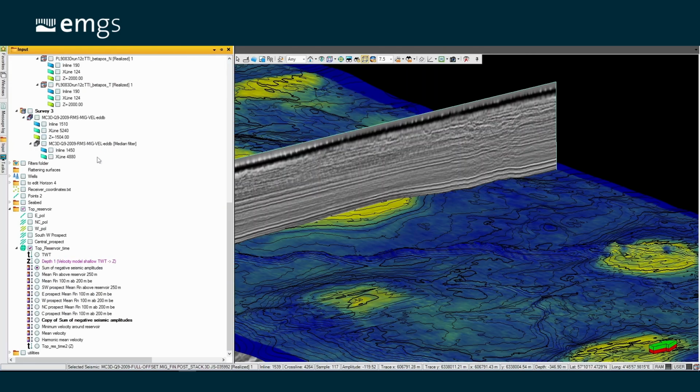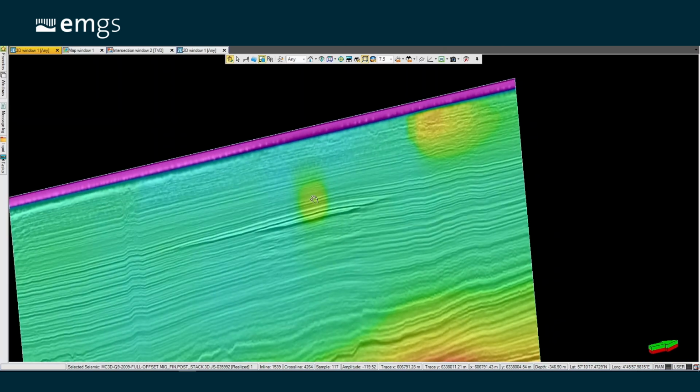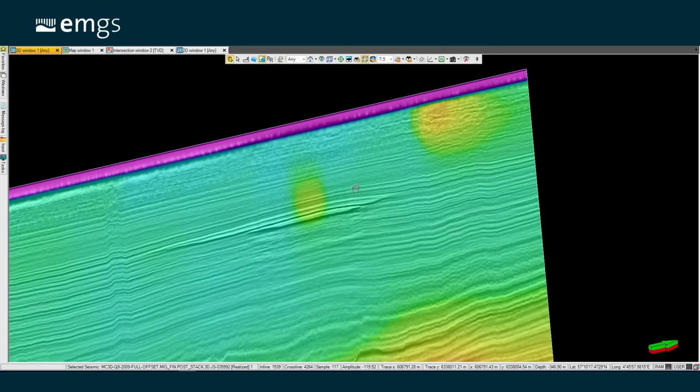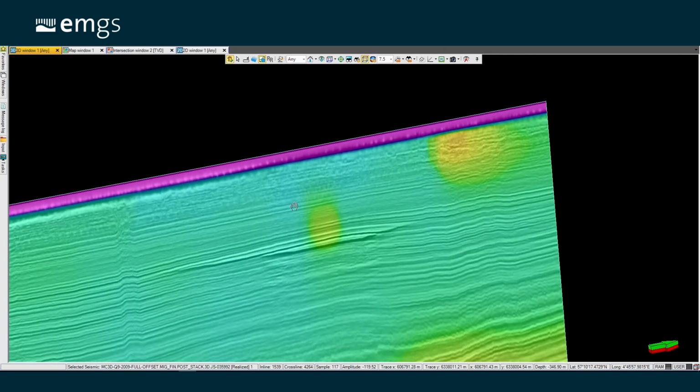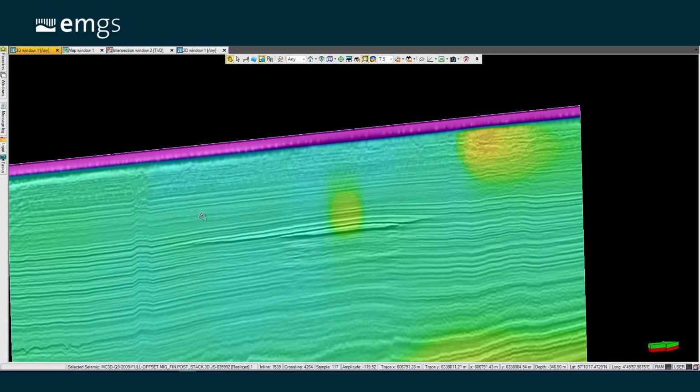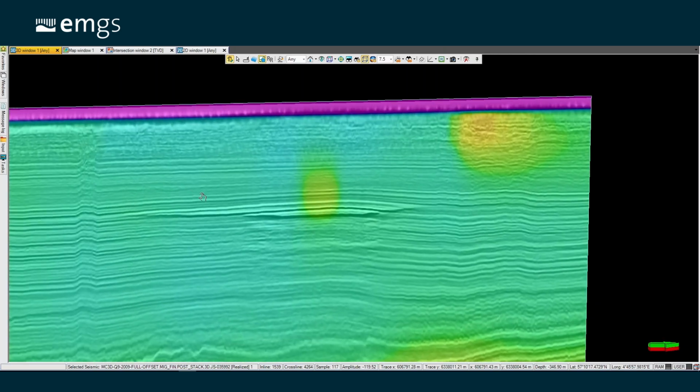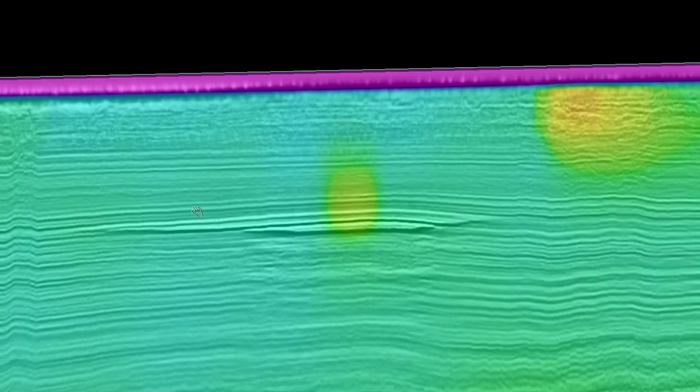So let me overlay the CSEM over this. There you go, quite an interesting response. There is a very, very small resistive anomaly sitting right at the crest of the structure, but there is hardly any response elsewhere. It looks like there would be something left up here.